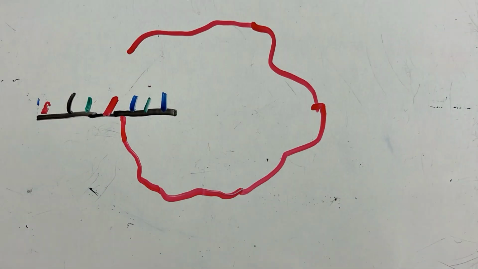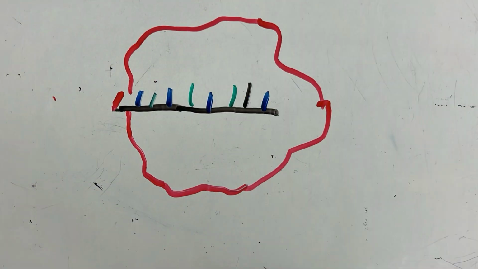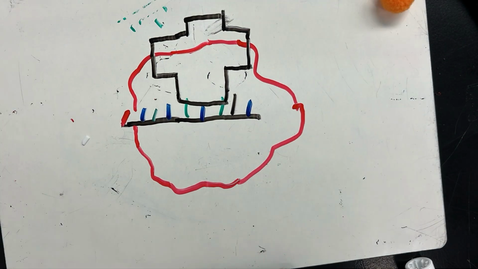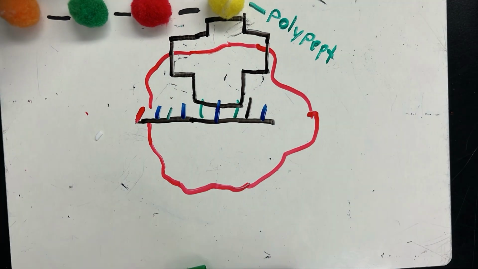The processed mRNA now moves to the ribosome, the cell's protein factory, for translation. Transfer RNA, or tRNA, brings the corresponding amino acids to the ribosome based on the codon sequence.